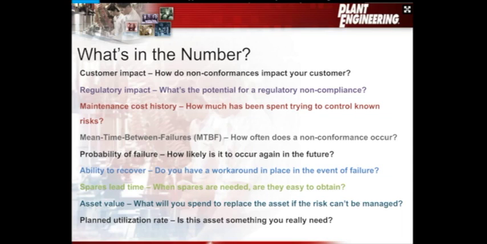Do we really need this asset? How often do we plan to use it? I've worked in organizations where there were production lines that operated for maybe 4 or 5 weeks out of the year. So based on that planned utilization rate, how significant is a failure or nonconformance with that asset versus others that are operating 52 weeks out of the year?